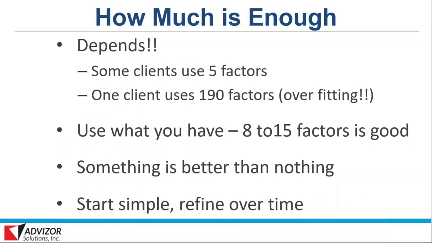So how much is enough? This comes up all the time. Some of our clients, in these attachment models, use 5 factors. We had one that was trying to use 190 factors. And I would say a couple things. Typically use what you have, and 8 to 15 factors is good. Five factors is probably a little thin.